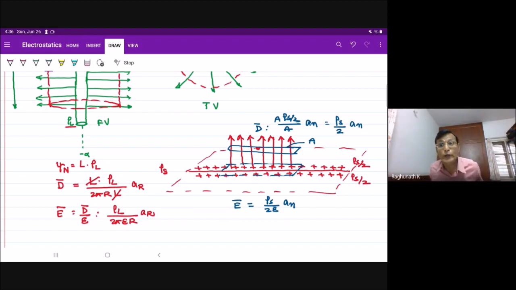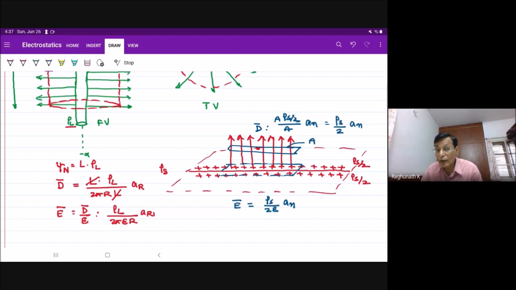We determined these expressions by using the electric field intensity at any point because of a point charge, as a special case of Coulomb's law, and using integration we determined the field quantities.